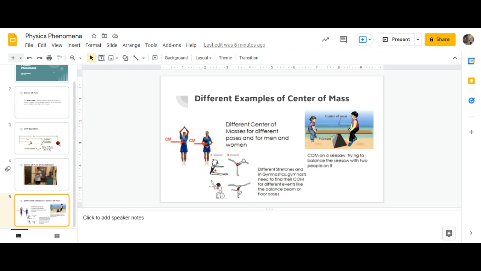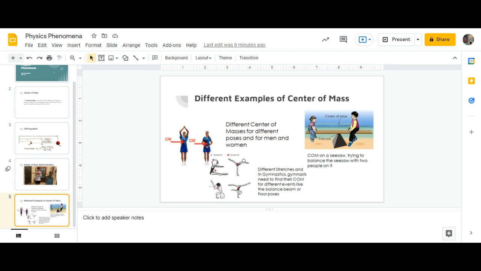The next thing that you can use to find your center of mass is stretching or gymnastics. In each of these examples, the center of mass is in a different position depending on the pose they are in. So gymnasts have to find their center of mass for different events like the balance beam or floor routines.